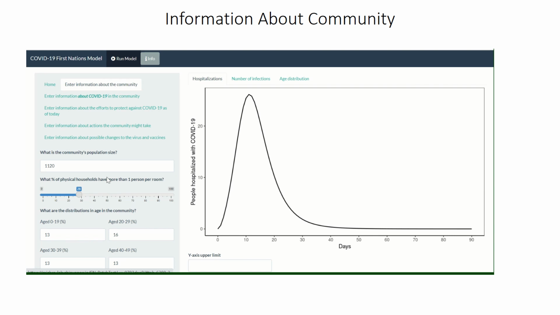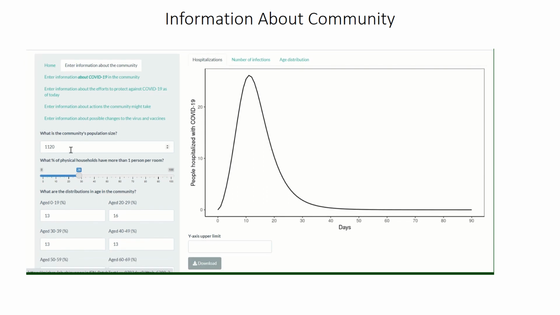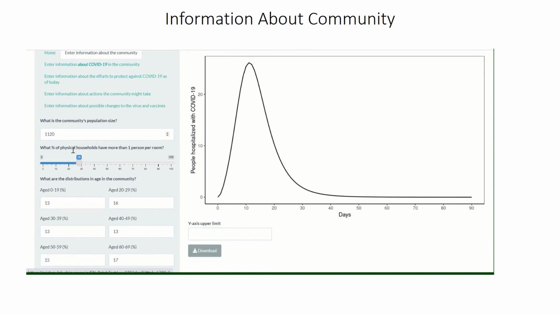This is because the model can tell you the relative impact of changes you make as opposed to actual numbers. The information you enter into the model is not saved or stored anywhere. So first, you have the option to enter your community's population size. Don't worry if you don't have the exact population, as long as you have an estimate.